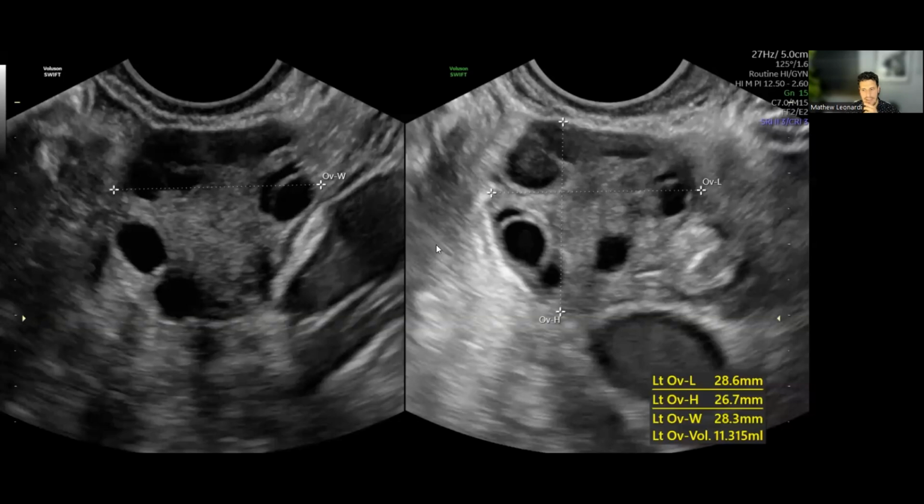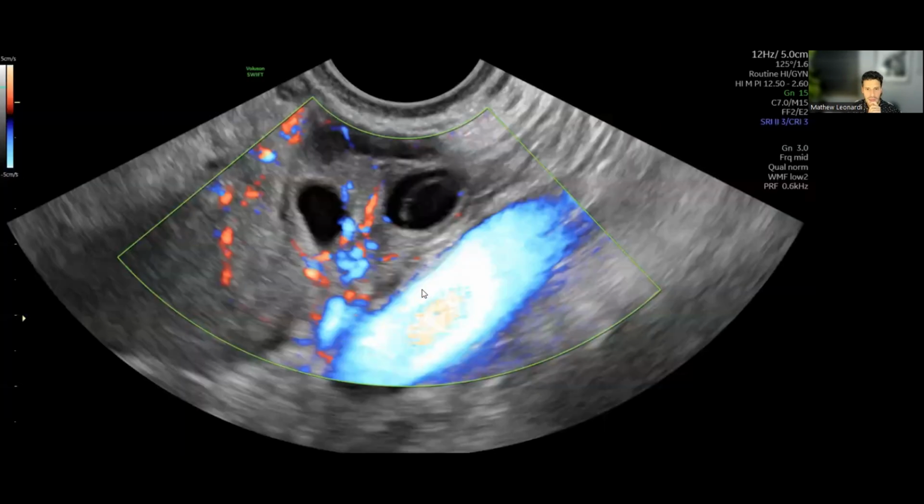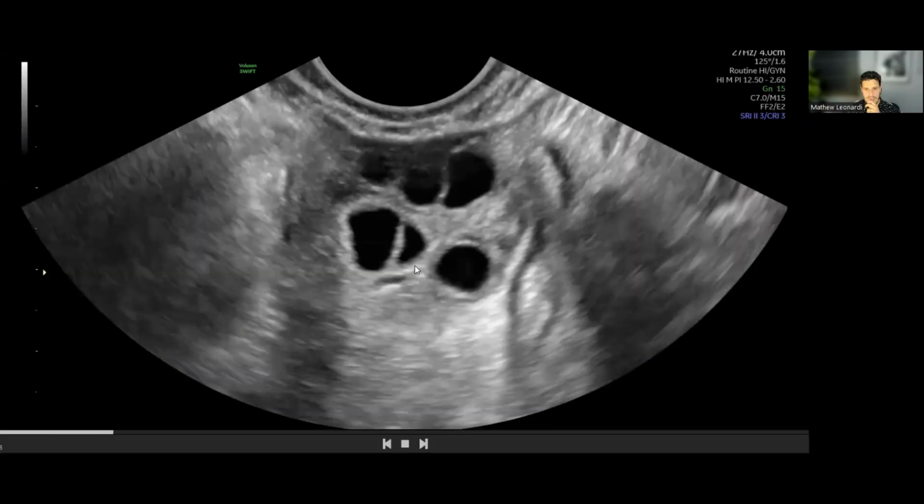Let's have a look. So the volume of this ovary is also over 10 milliliters. It's also 11, but there's no dominant follicle here. There's no cyst here, and there's no corpus luteum here. So already this volume has a feature of polycystic ovarian morphology, which is a volume over 10 milliliters. And then let's have a look.